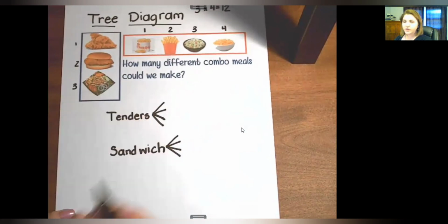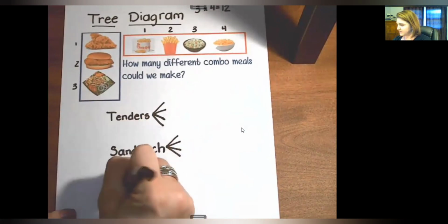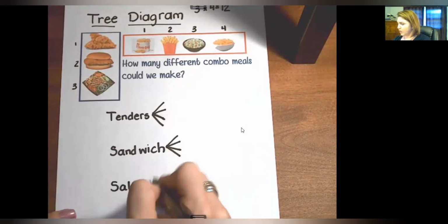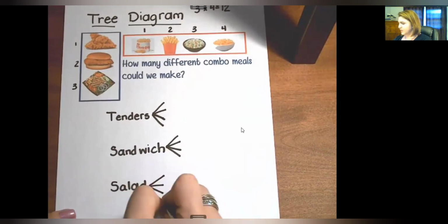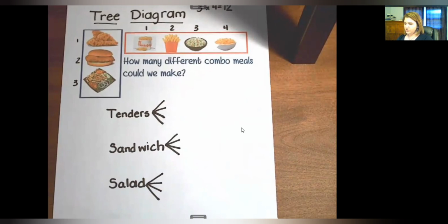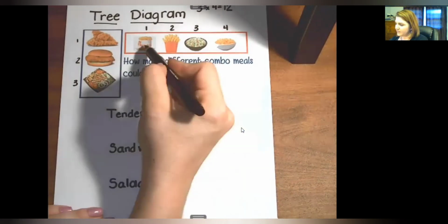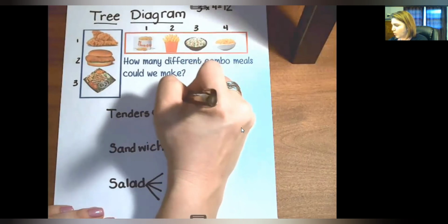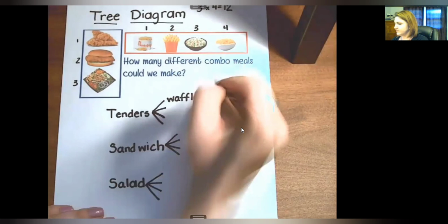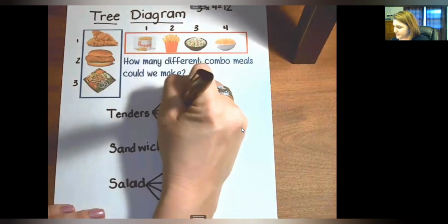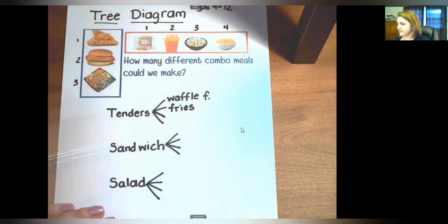And the last entree choice I have is a salad. And I also have the same 4 choices for a side. So I'm going to draw the 4 branches. Now, which choices do I have as a side? I have waffle fries. So I'm just going to write waffle F as an abbreviation. The second choice I have is regular French fries. So I'm just going to write fries.